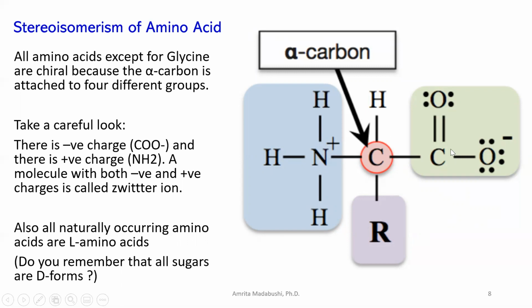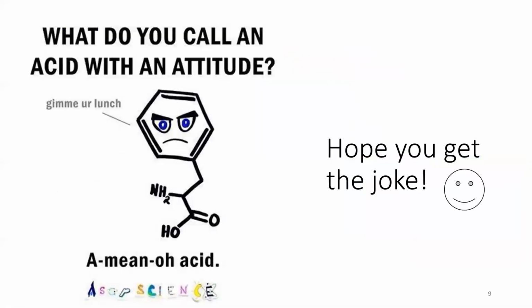There is a negative charge due to the carboxylic group, and the amine group creates a positive charge. Once you have the negative and positive charge together, that's called a zwitterion. That's what is also written on the left side. Also, all naturally occurring amino acids are L amino acids, and all the sugars are always D. And we will talk a little more about this.